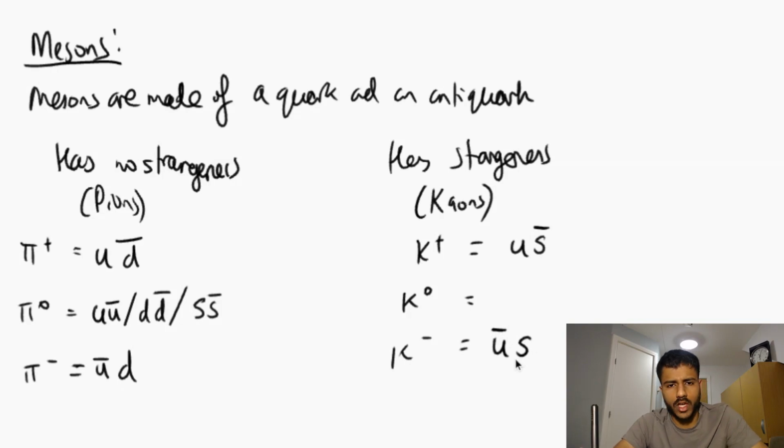Now there are two possible ways you can get a K naught meson, and that is by either having a down and an anti-strange, or an anti-down and a strange. As you can see, both will have some sort of strangeness. One will have a strangeness of +1, the other one will have a strangeness of -1, and the overall charge on this particle will be 0.